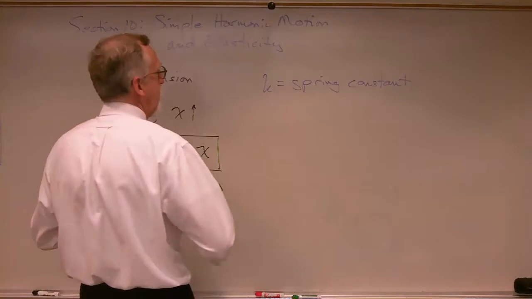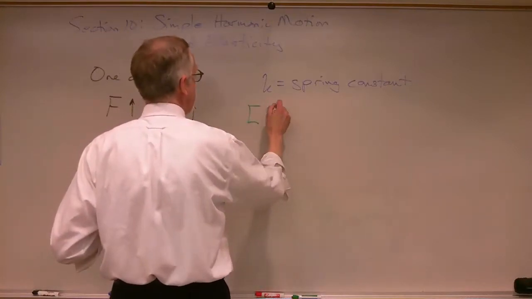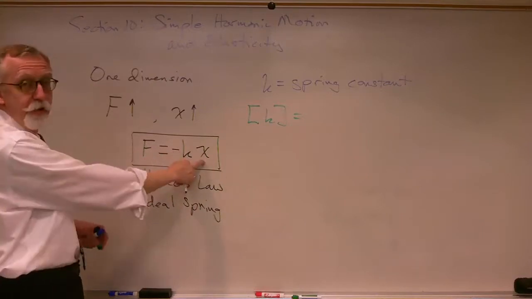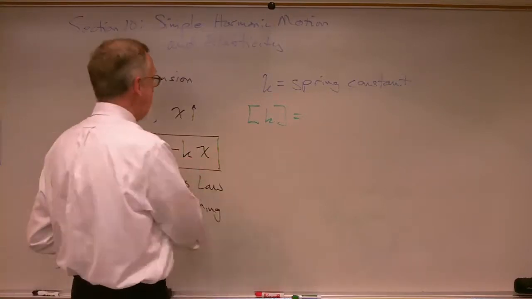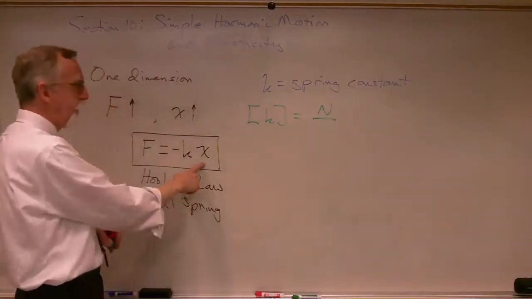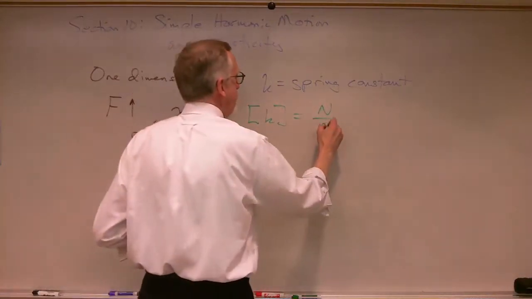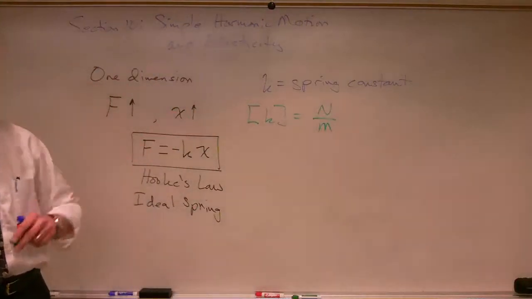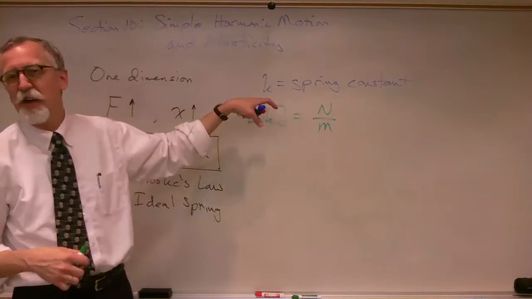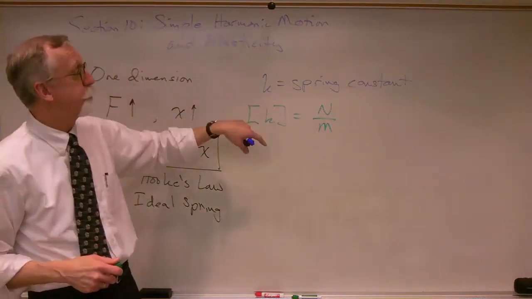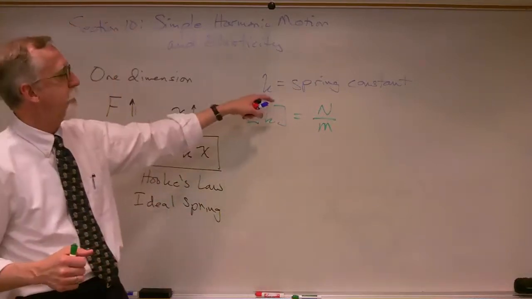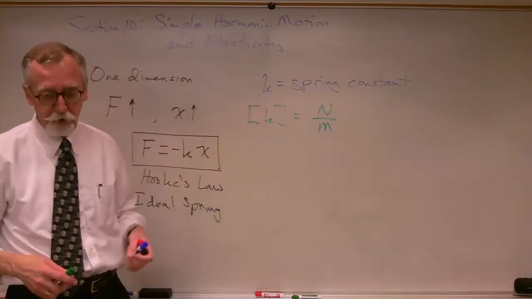The units of k, we can see from this equation, will be the units of force divided by the units of displacement. So the units of force are newtons. Units of displacement, meters. So the units of k will be newtons per meter. Now you could actually divide the meters out of newtons and write that as kilograms per second squared, but we'll just typically leave it as newtons per meter, which gives us a better idea of it being a force per distance.